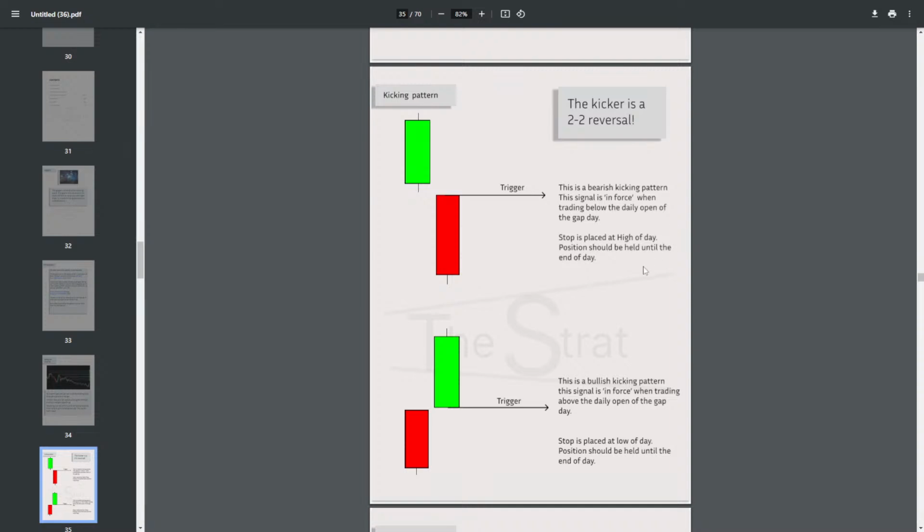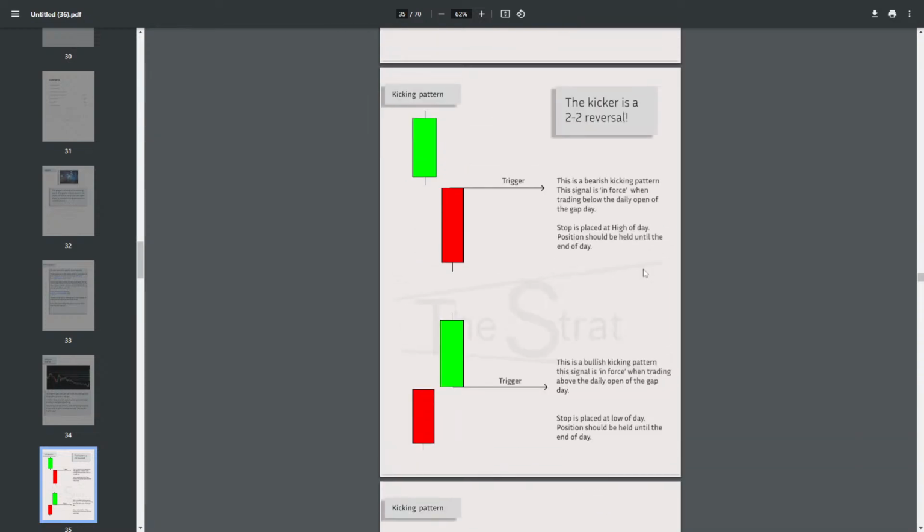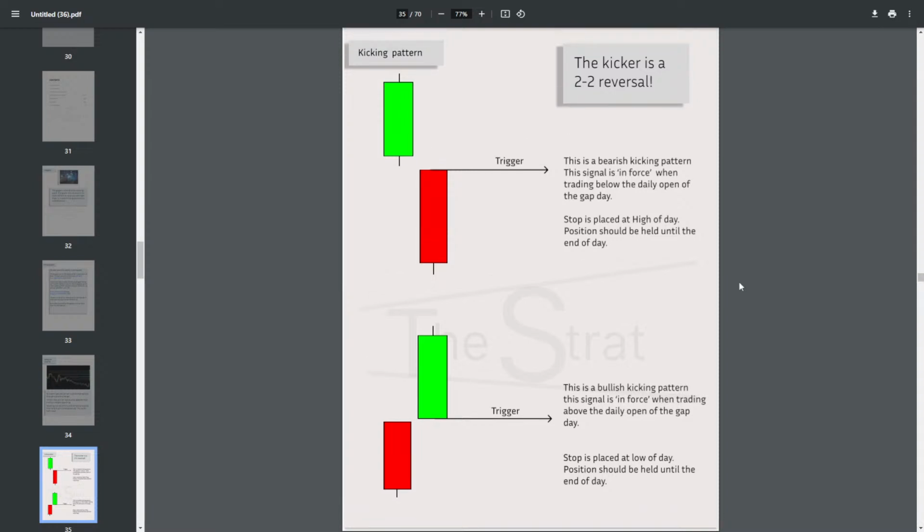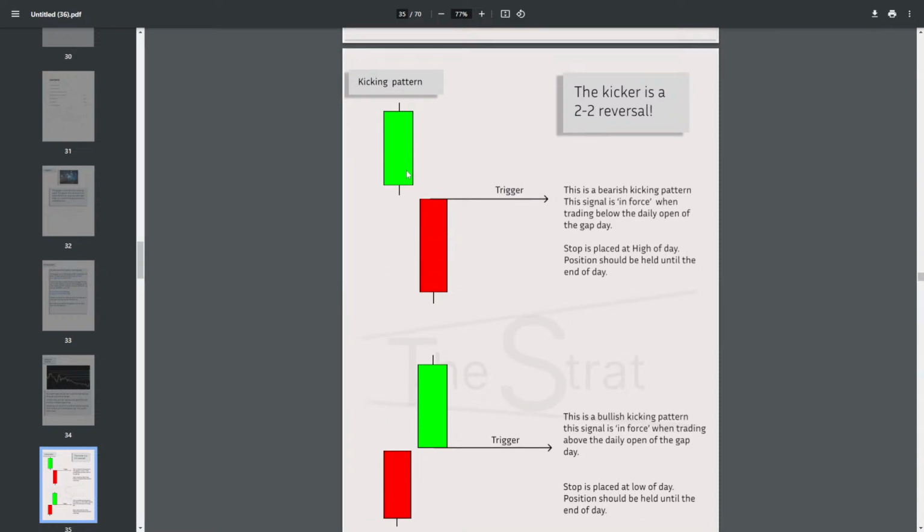And then the kicking pattern, which we have covered, but we're going to recover it here because this is something that's very important. If you're a gapper trader and you wanted a specific thing to look for, kicking patterns. You don't get it every day, but when you do get them, they're pretty much instant. And that's what we want. So the kicker is a 2-2 reversal.